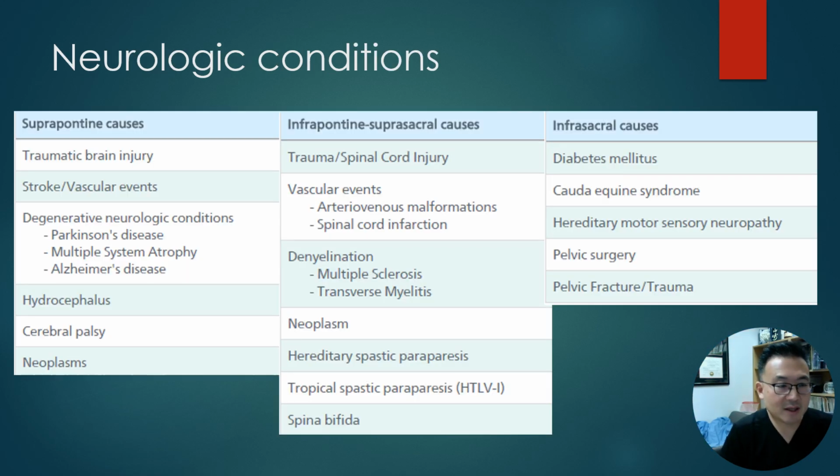This table was taken from the core curriculum for the subject from the AUA. However, I thought it was nice because it shows you some of the possible causes of a neurogenic bladder. So as I mentioned, we have to divide it up by the location of neurologic insult. So there's suprapontine, infrapontine to suprasacral causes, and infrasacral causes. I'm not going to read them all off, but some of the things that can cause suprapontine neurogenic bladder include things such as stroke, Parkinson's disease.